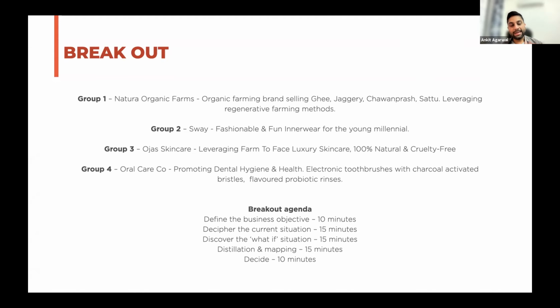And these are the 4 brands that we'll be working with: Group 1, Group 2, Group 3, Group 4. You would get 10 minutes to define the business objective, 15 minutes to decipher the current situation, which is all those parameters, 15 minutes to do the what if, and another 15 minutes for distillation and mapping. Actually, you can do deciding along with distillation and mapping. So you can think about which ones are good ideas and which ones are bad ideas based on the structure I've shown you, and then we'll come together, listen to the narrative, and plot them there.